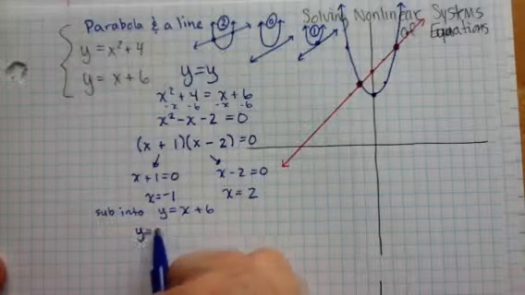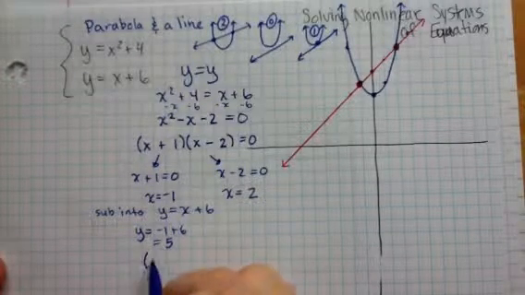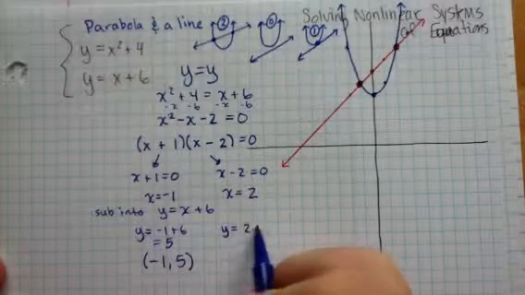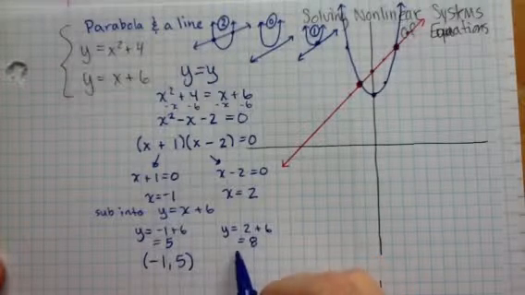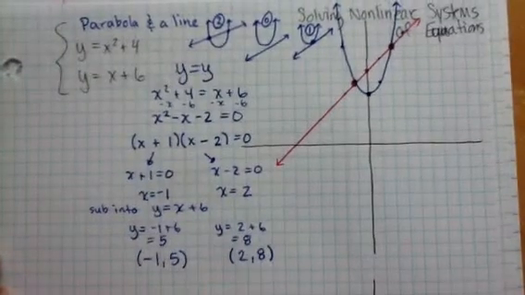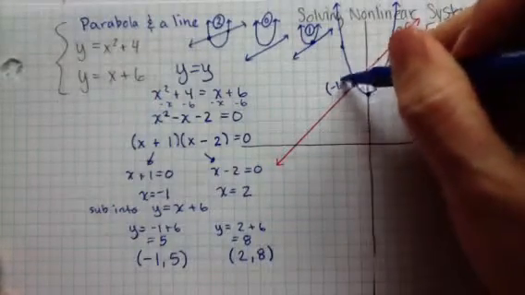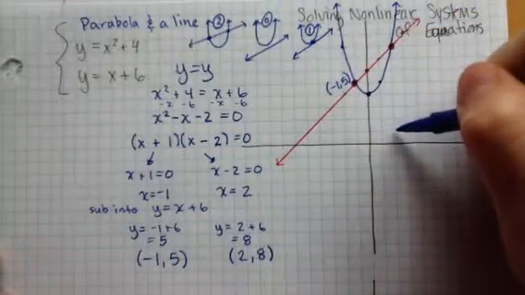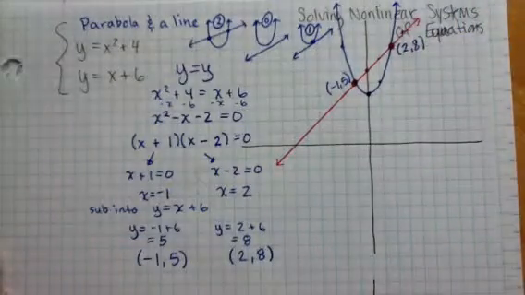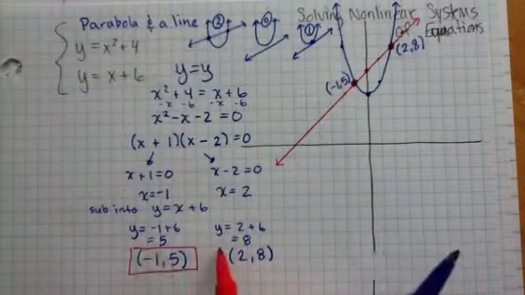That gives me y equals negative 1 plus 6, which is 5. So one ordered pair is going to be (-1, 5). My other ordered pair, y equals 2 plus 6, gives me 8. So (2, 8). So let's just double check on our graph. Negative 1, then 1, 2, 3, 4, 5, that's that one. And 2, then 1, 2, 3, 4, 5, 6, 7, 8. (2, 8) is my other one. So it looks like my graph and my algebra, once again, verify each other.